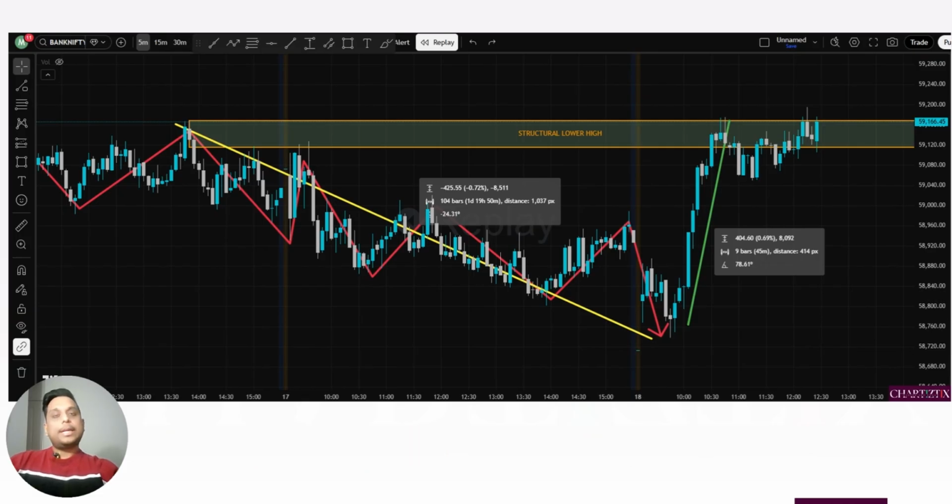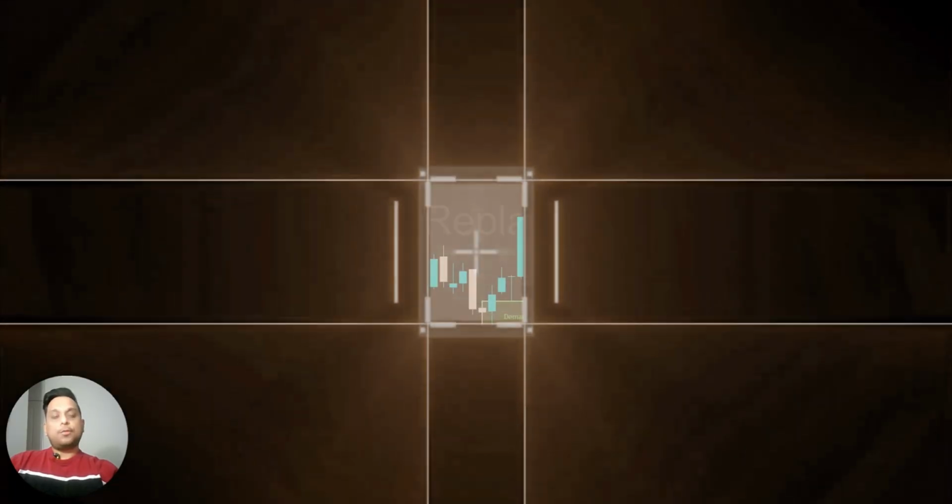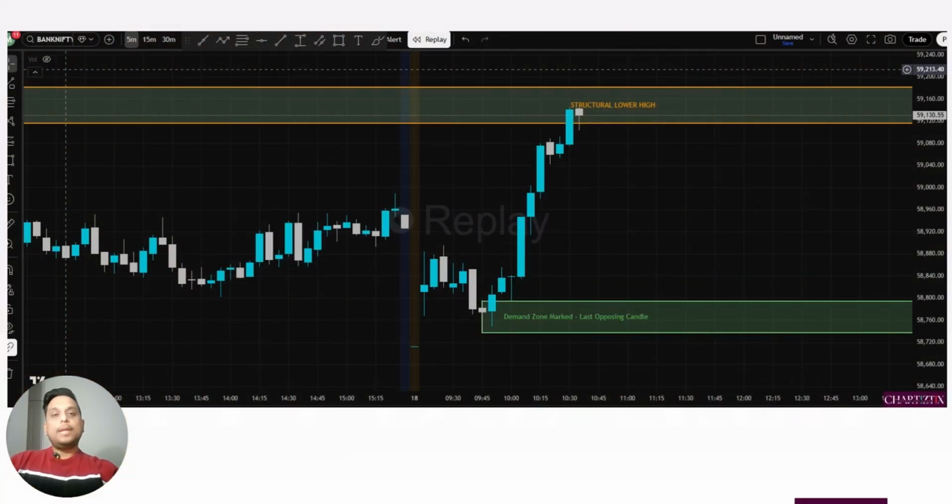As I have repeated multiple times, the first move is not our opportunity, but the retest is. So we have discussed this before. When we see this kind of move, we identify the origin of displacement, which is at the bottom before the price expands. We go and mark our demand zone using our last opposing candle.